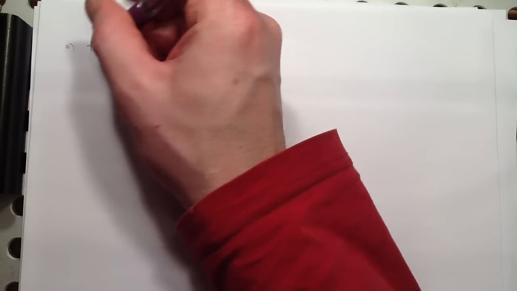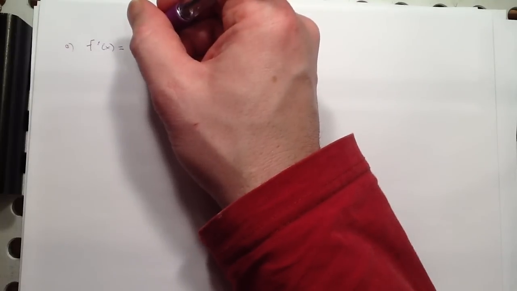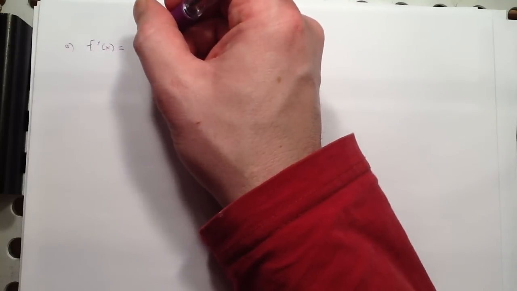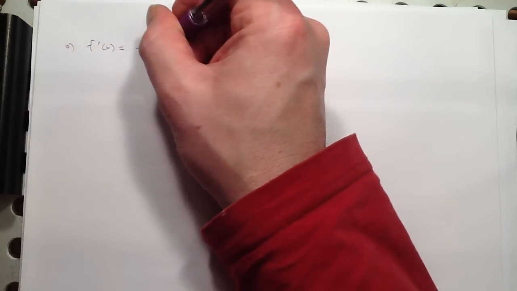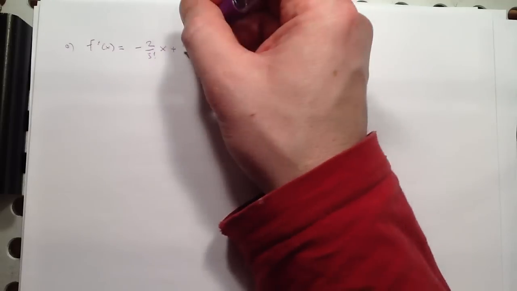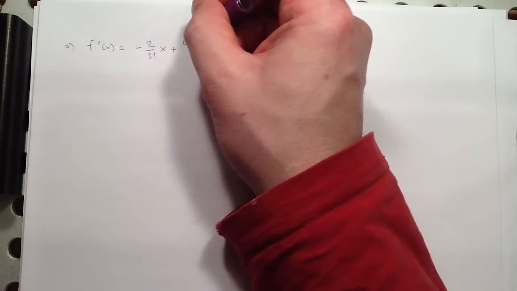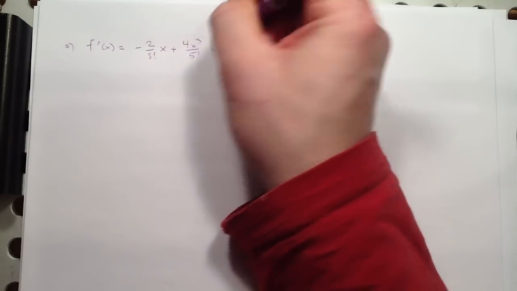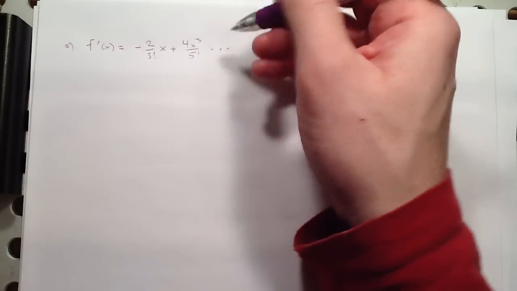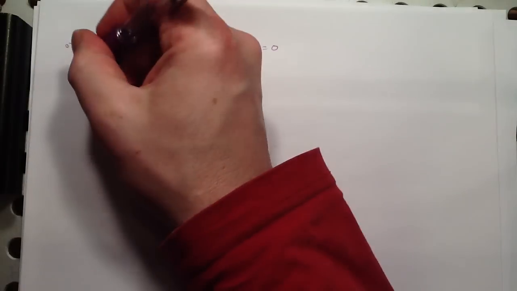The derivative of this power series is: derivative of the first term is 0, second term is negative 2x over 3 factorial, plus 4x cubed over 5 factorial, etc. It doesn't take long to see that all these terms are going to have x's in them, so the derivative at 0 is 0. Right?